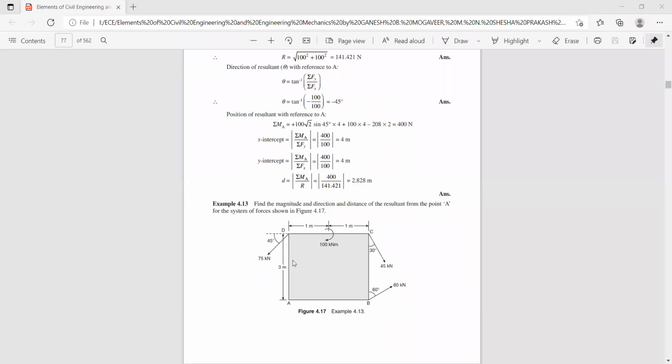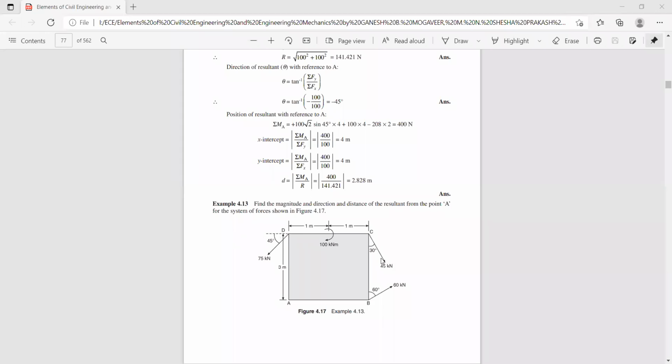Again, one more problem here we have. Find the magnitude, direction, and distance of the resultant from point A. So you are required to find the magnitude, direction, and position of the resultant with respect to this point. So first you select the reference axis, x and y, about this point. Then find the sum of x components. So now let us start one by one. So minus 75 cos 45.